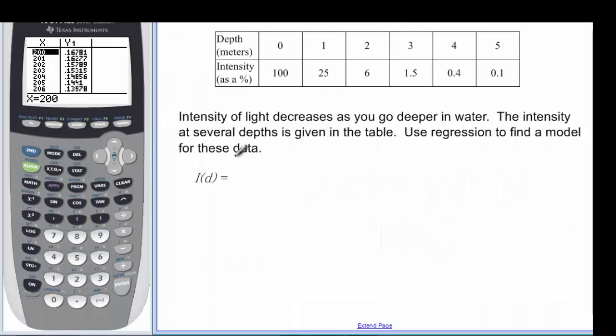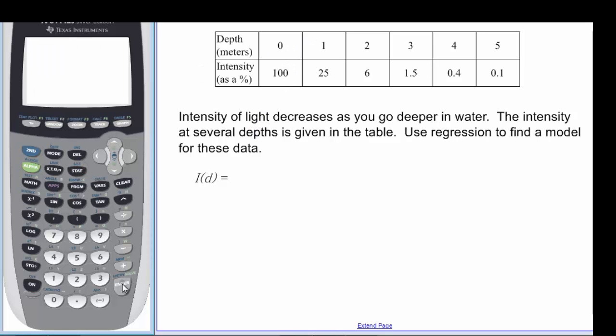All right, another example. Intensity of light decreases as you go deeper in water. The intensity for several depths is given in our table, and we want to use regression to find a model. So let's go back to our stat and our edit, and we're going to have to clear everything out so that we can start fresh. So clear all that out, and our L1 is going to be depth, so 0, 1, 2, 3, 4, 5. And then we put in our Y's, which are L2, the intensity.